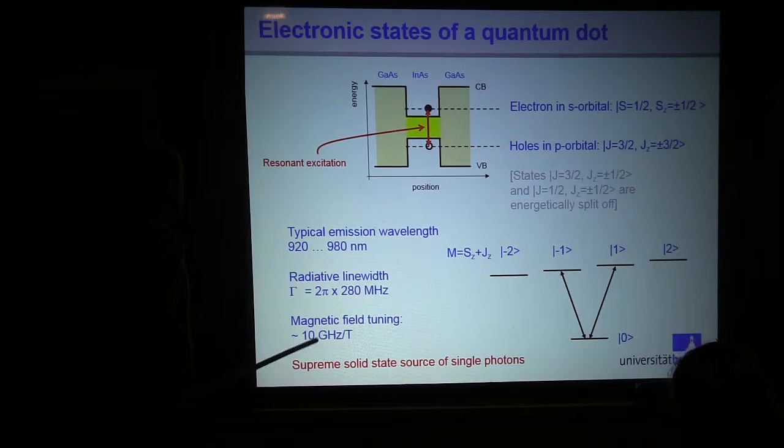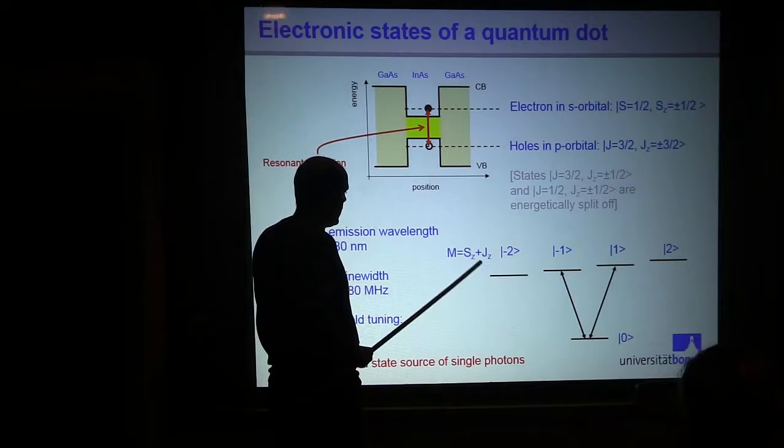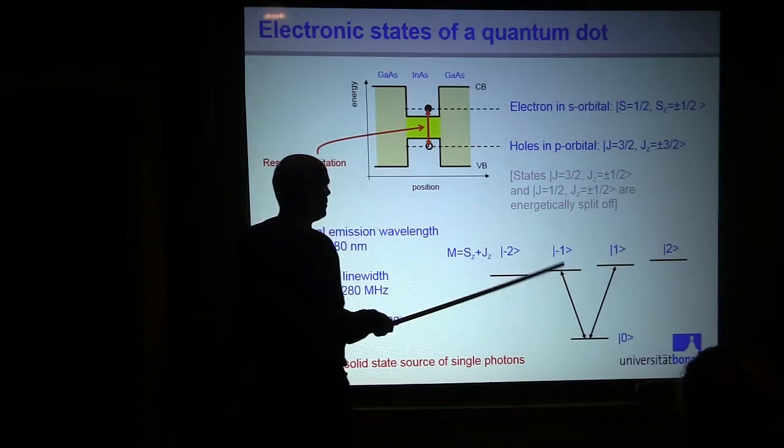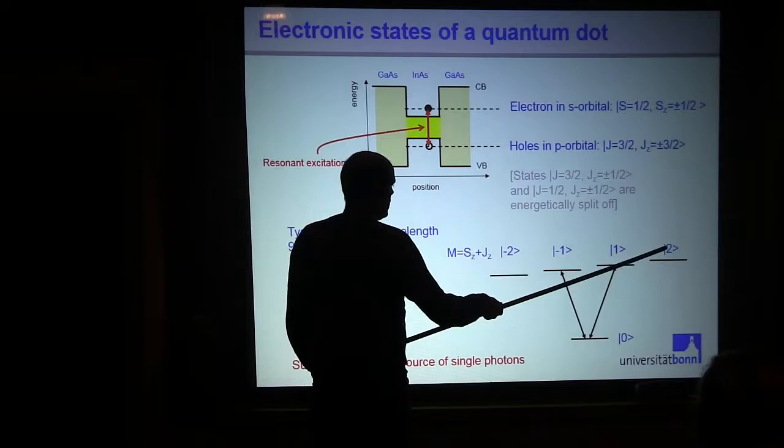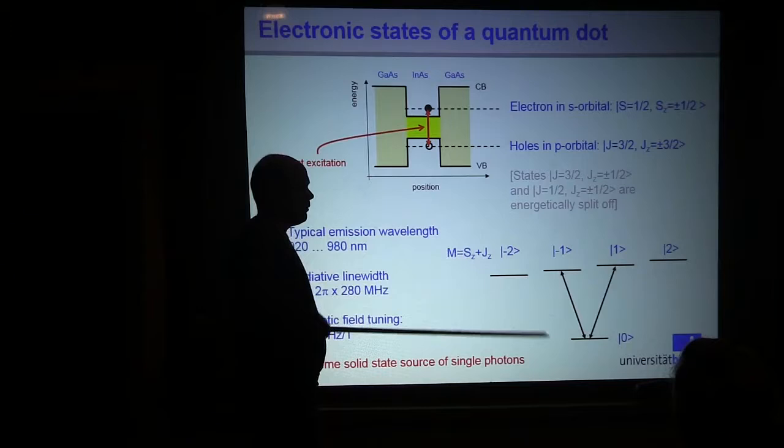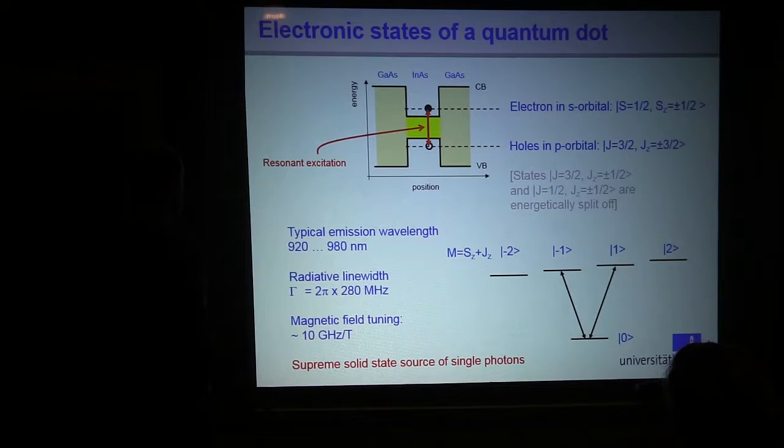And now we have the standard optical selection rules. Basically, the bright excitonic transitions come from the ground state with delta M equals 1 or delta M equals minus 1, and these are the two strong transitions. These transitions here are disfavored because you would change the M quantum number by 2 units, which is not an electric dipole transition. So this is basically the level scheme that we're interested in for this quantum dot.